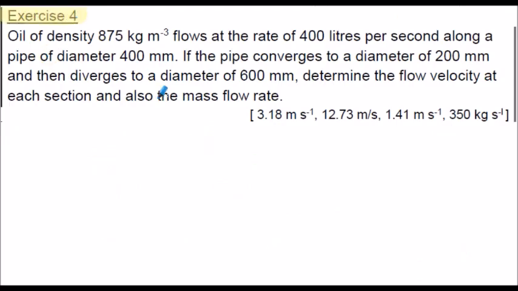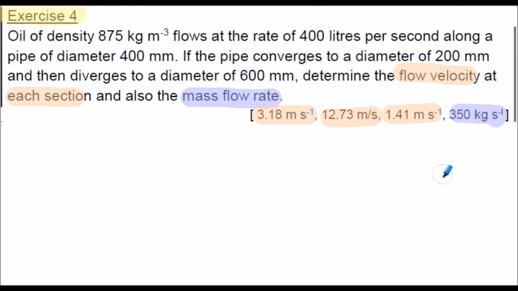Exercise 4. I'll let you review this at your own pace. Extract the information from the question very carefully. This actually is a 3-stage analysis where we have 3 sections of the pipe to consider. We're basically asked to determine the flow velocity at each section and also the mass flow rate. So there are 3 velocities, section 1, section 2, section 3, and our mass flow rate.